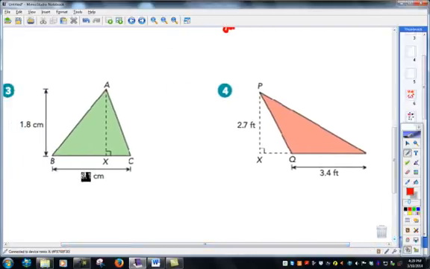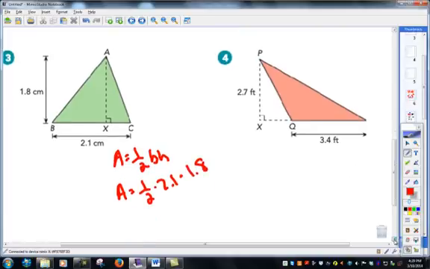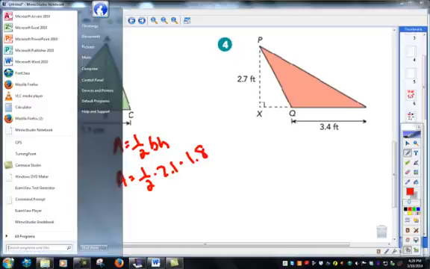Okay. 2.1 and 1.8, you know, there's your base and your height. So you do area equals 1/2 the base times the height. Area equals 1/2 times 2.1 times 1.8. Okay, I have to get my calculator out for this one. I don't know that off the top of my head.